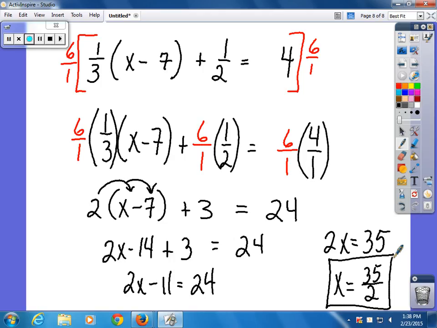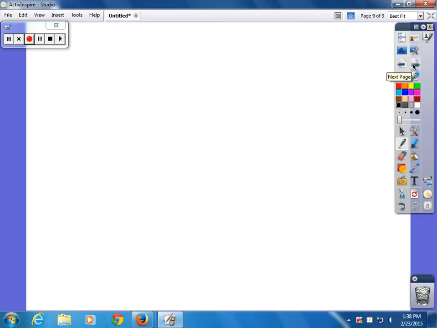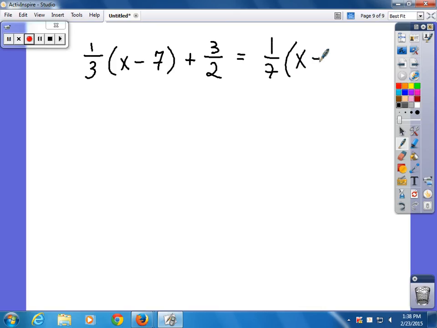All right, let's try another. 1/3 times x minus 7 plus 3/2 is equal to 1/7 times x minus 2 plus 3. Yeah, that's got 3 fractions in it. I'd quit.